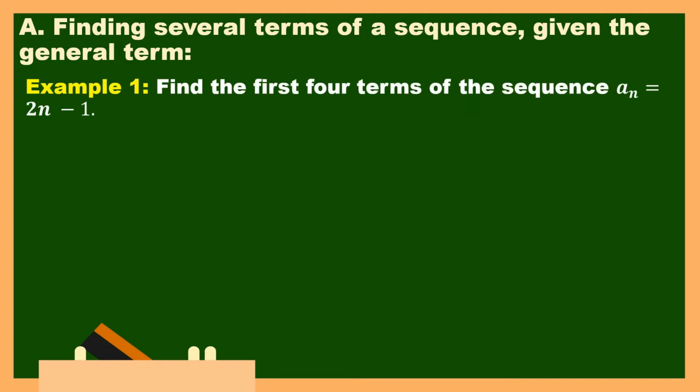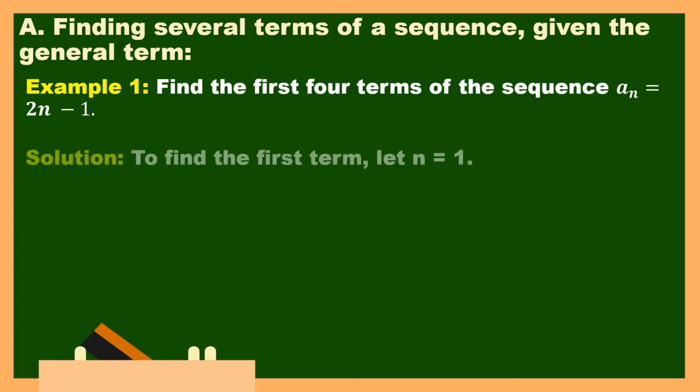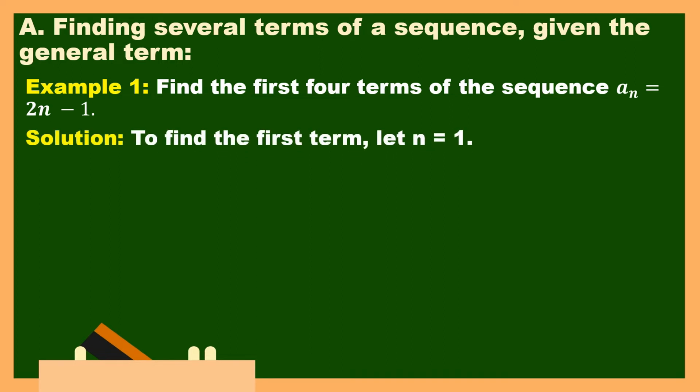Now, let us try to find several terms of a sequence using the given general term. Example number 1. Find the first 4 terms of the sequence a sub n equals 2n minus 1. As you can see, given lang yung general term ng sequence. So, ang ating gagawin para mahanap ang kanyang first term, we will let n equals 1. Meaning, yung n dito ay papalitan natin ng 1 since ang ating hahanapin ay ang value ng first term.